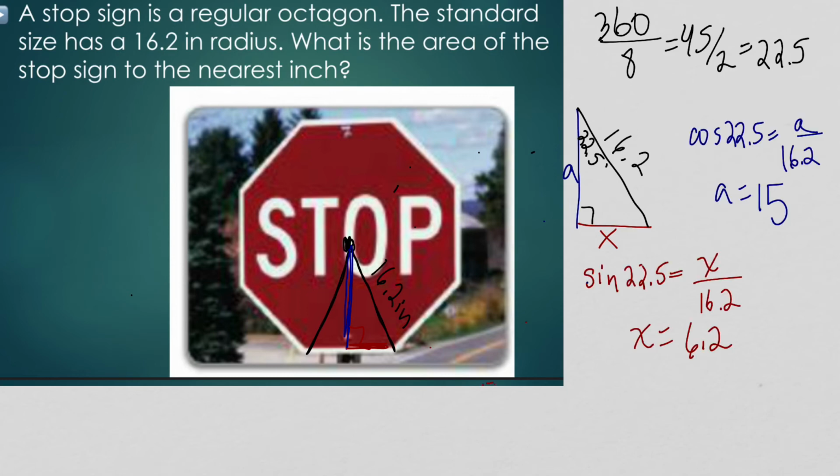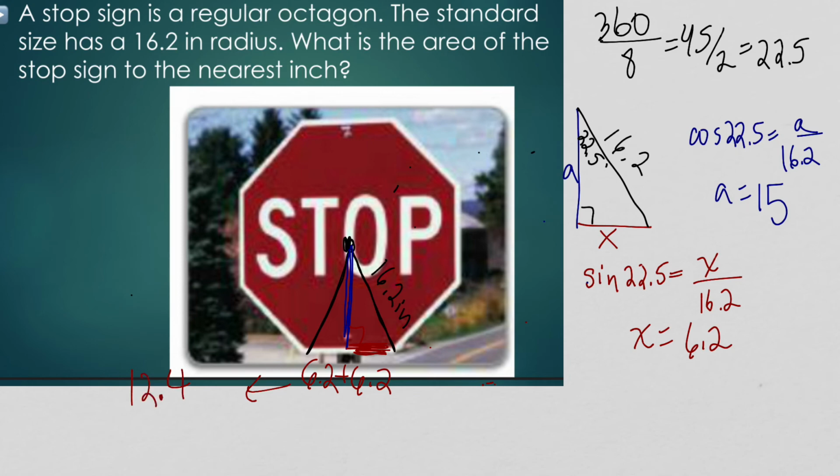If you pause the video, here are my two answers. I'm getting the apothem to be 15. The piece of the side length is 6.2. So this is 6.2. We have another 6.2. So if I add them together, the side length, so I could get the perimeter, is 12.4.